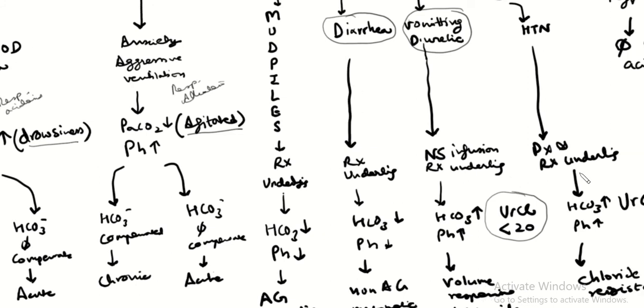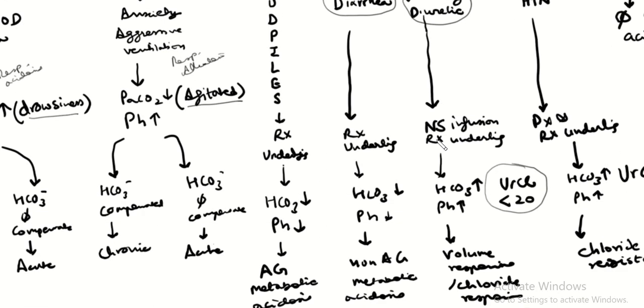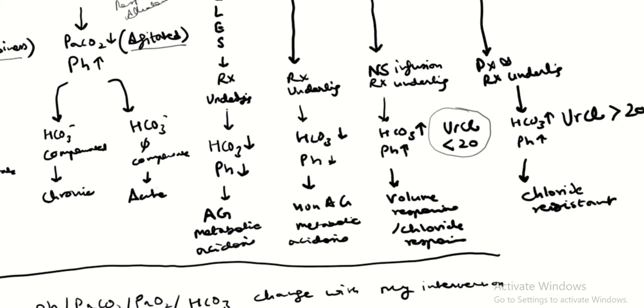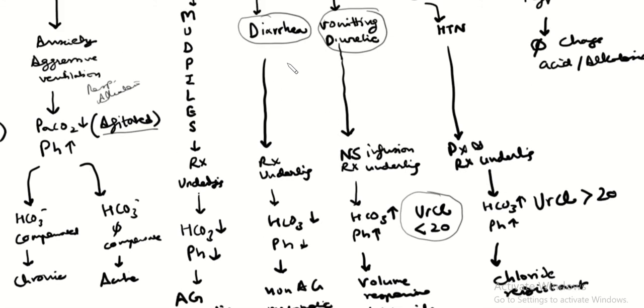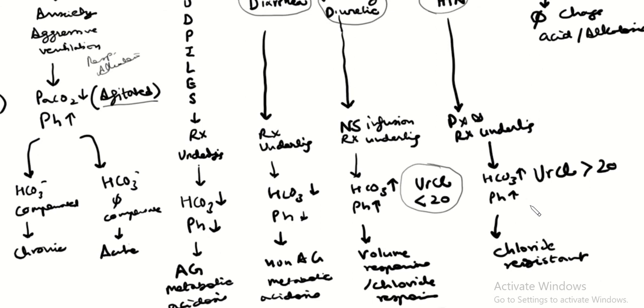Now, the vomiting, diuretic, and dehydration conditions where you lost acid can be treated by normal saline infusion. And that's volume-responsive or chloride-responsive metabolic alkalosis. This one, where the urine chloride is greater than 20, is because of the gain of bicarbonate. That is not treated by normal saline; it's not going to correct the acid-base disorder. So that's chloride-resistant metabolic alkalosis.